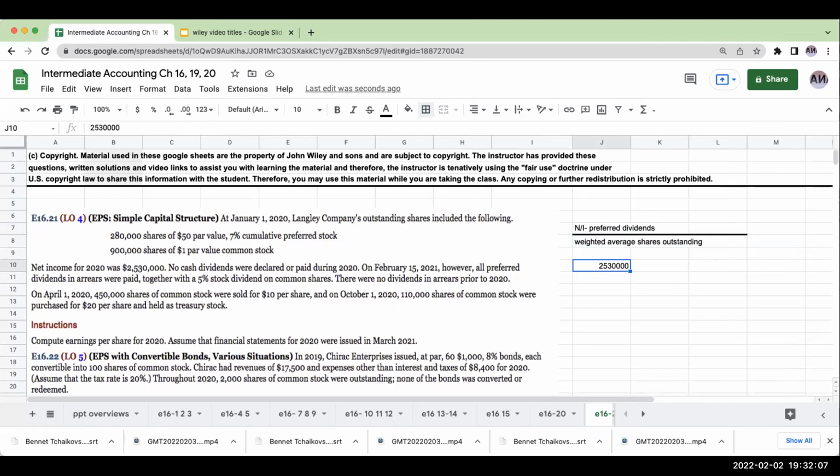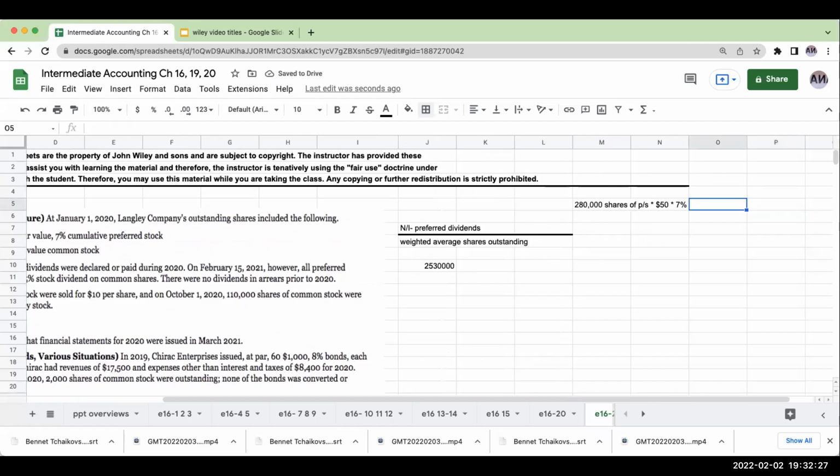So we are going to subtract out those cumulative preferred dividends because they accumulate. Right over here, we've got 280,000 shares of preferred stock at a $50 par value times 7%. By the way, you would never see this in a publicly traded company situation because you just don't see companies that have preferred stock. If you do see it, it's been zeroed out or retired prior to the company going public. So this is going to be 2.53 million minus 980,000.